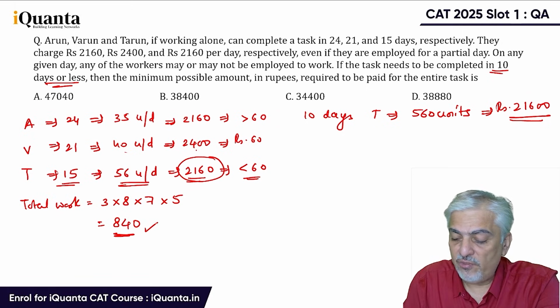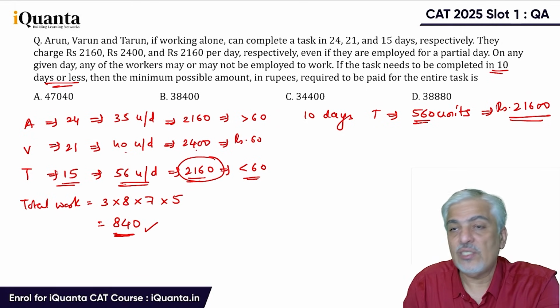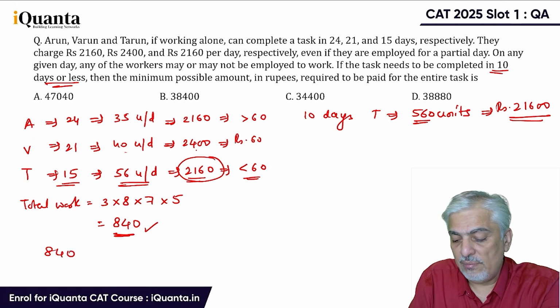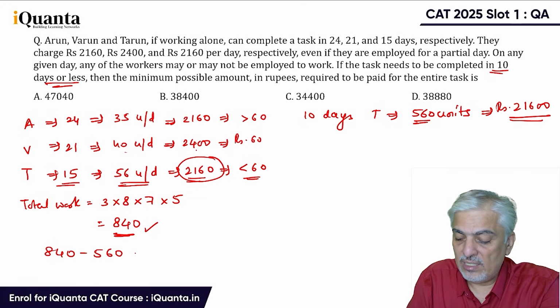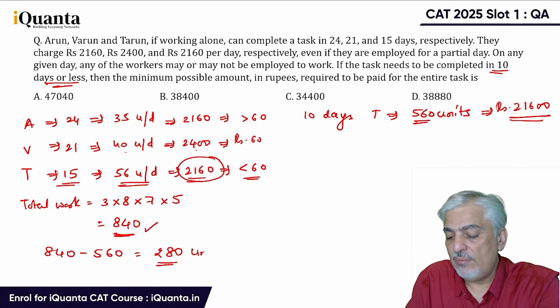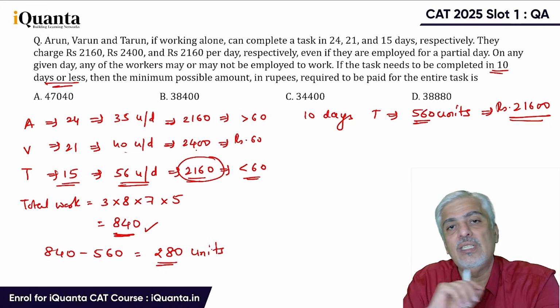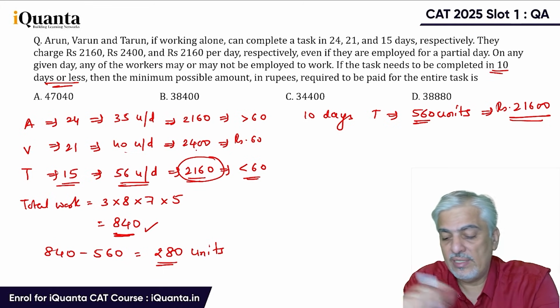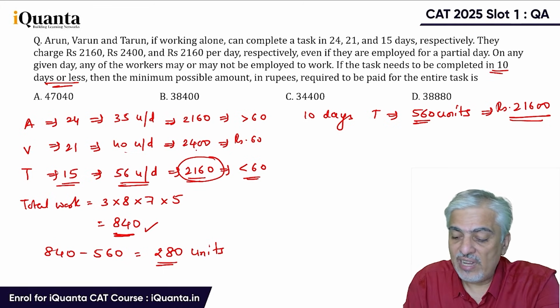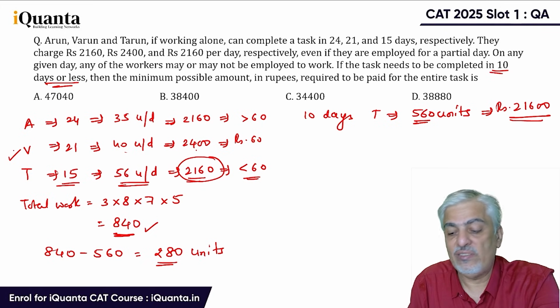Out of our 840, we have already finished 560 units. So 840 minus 560 will be what? 280. So 280 more units have to be done. Now, who's doing these 280 units? Obviously, V I will give, because A is more expensive. I'll give it to V.